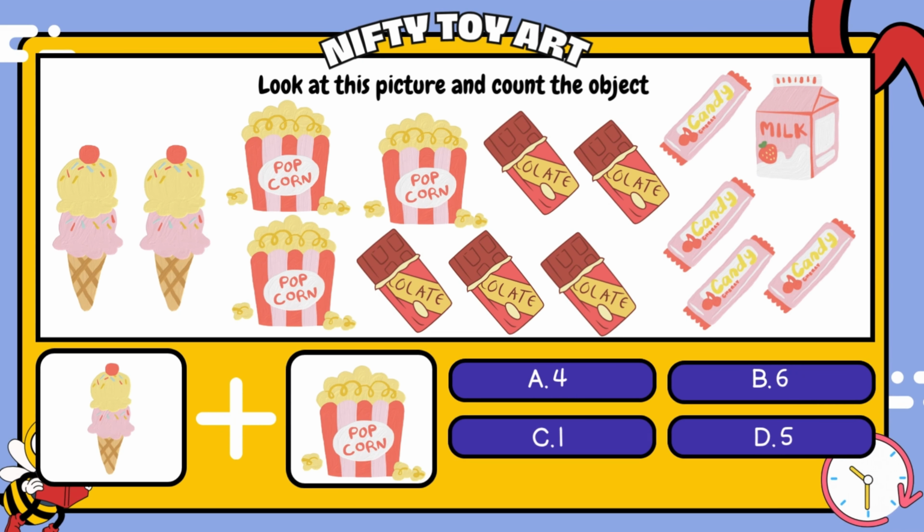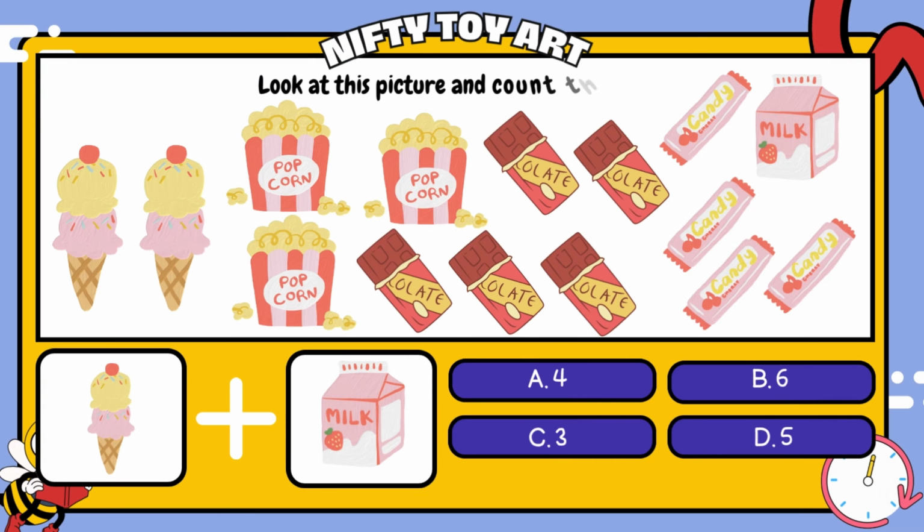I want to take all the ice creams plus the popcorn. So what is the total number of foods? That's right, 5. I want to take all the ice creams plus the milk. So what is the total number of foods? That's right, 3.